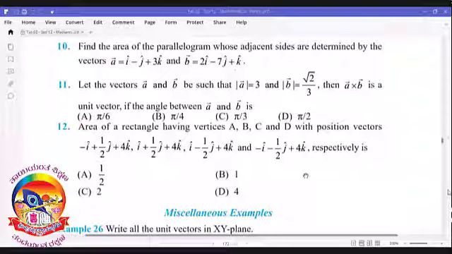Okay, copy this one. And the 12th problem is homework. Area of a rectangle, similar to this problem. You find AB bar and BC bar, right? And then the modulus of AB bar cross BC bar. The 12th problem is homework and the 11th problem you can copy.